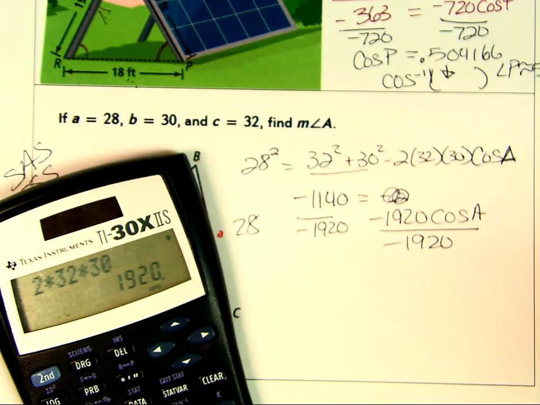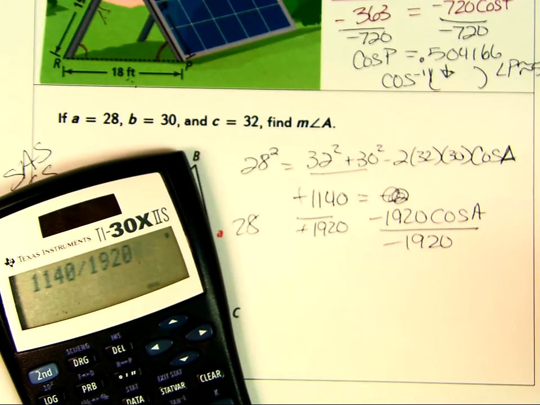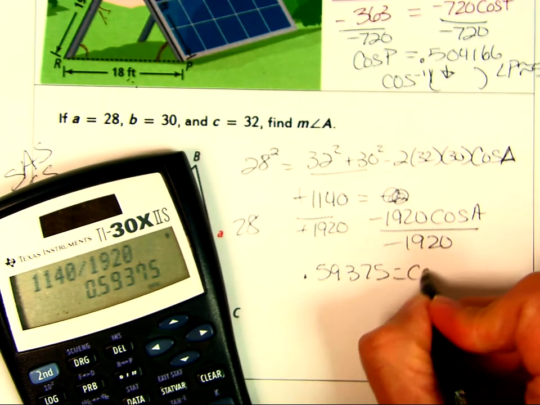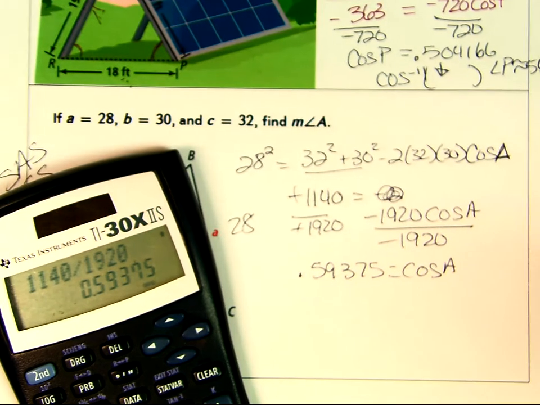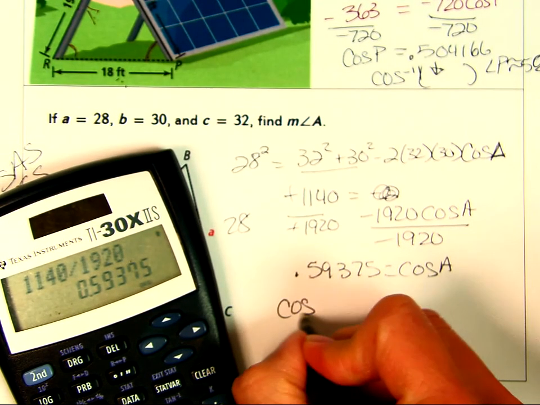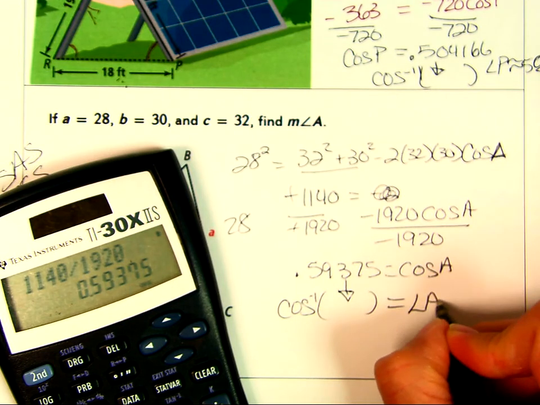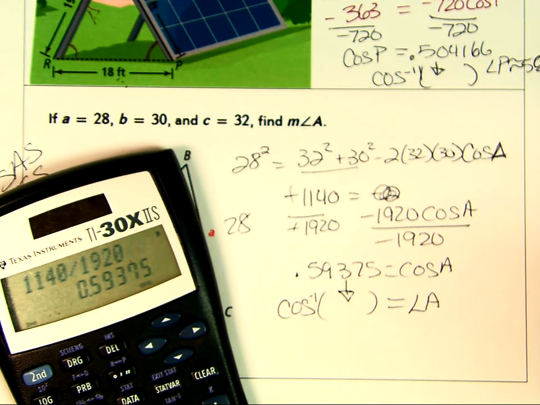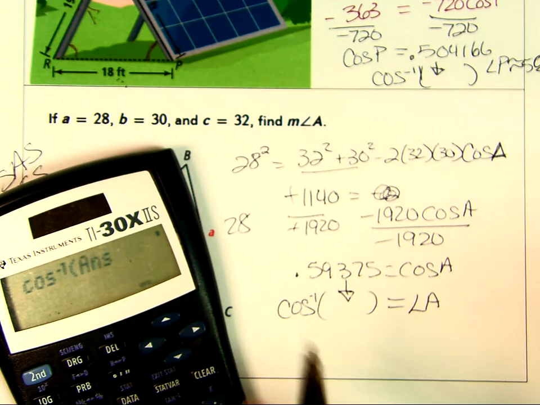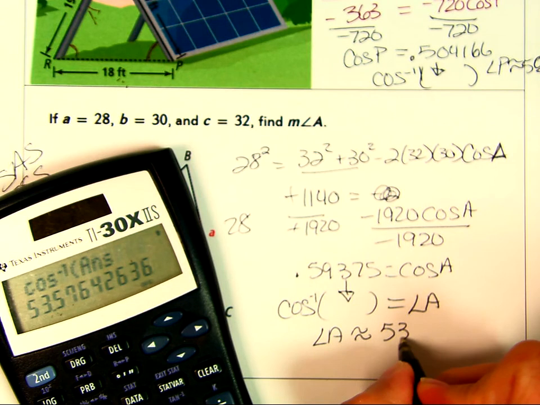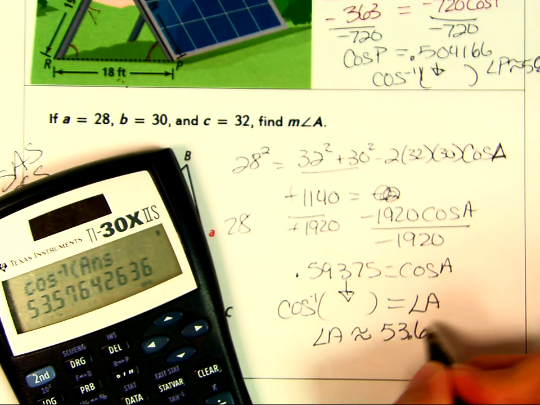So negative divided by negative is going to cancel out. So I'm just going to say 1140 divided by 1920, and I get 0.59375 equals the cosine of A. So I need to use my cosine inverse function again. So the cosine inverse of that is going to equal angle A. So I'm going to say inverse, second function cosine, second answer, and that is going to get me that angle A is approximately equal to 53.6 if I round to the nearest tenth of a degree.